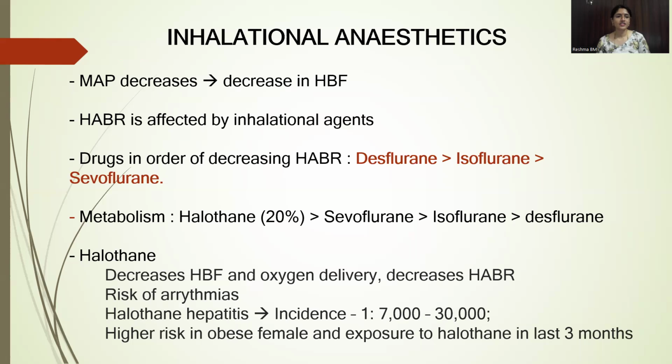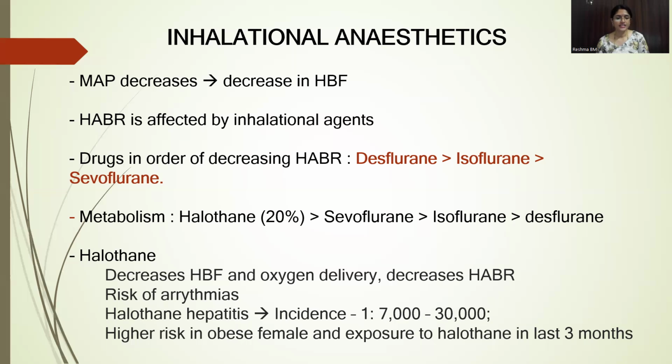Inhalational anesthetics cause reduction in cardiac output and mean arterial pressure, which further reduces the hepatic blood flow. All inhalationals decrease the hepatic arterial buffer response in a graded manner. It is least with sevoflurane. All inhalational anesthetics are metabolized in the lung to a certain percent. 20% of halothane undergoes liver metabolism. Sevoflurane is about 2 to 5%, isoflurane is about 0.2%, desflurane is about 0.02%.